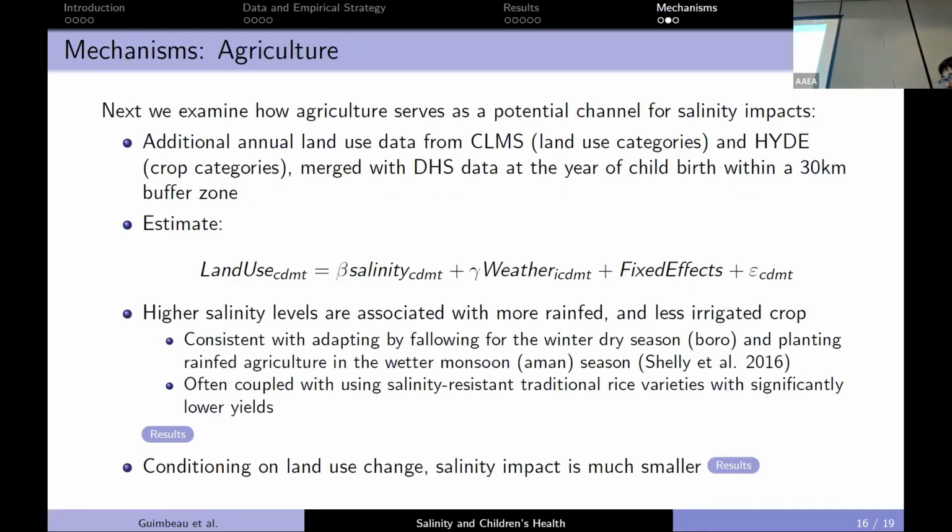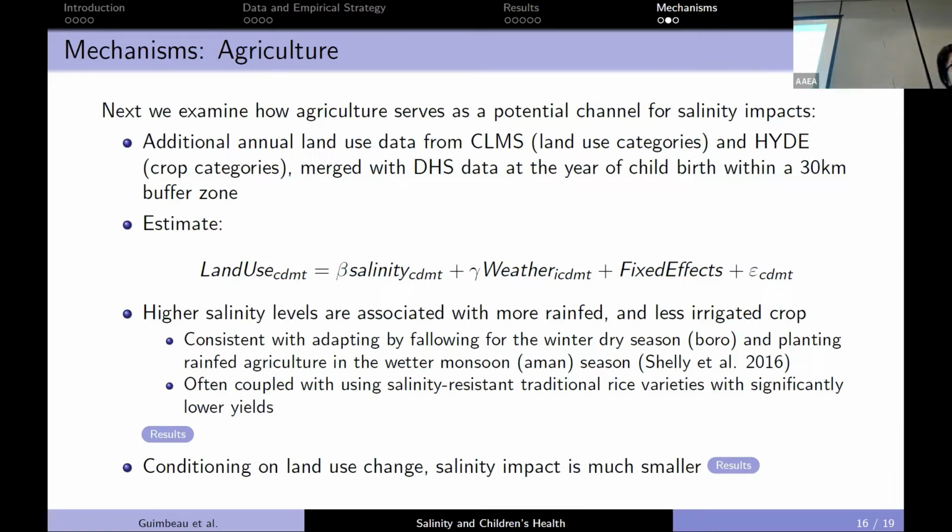Now, I'll spend about 1 minute talking about what we are doing with agriculture. We accompany our main data set with an annual land use data set from the European Space Agency, which gives us 300 meter by 300 meter land use data. Then we estimate a land use regression, where we regress the annual land use on salinity levels, a bunch of weather controls and fixed effects, and the error term.